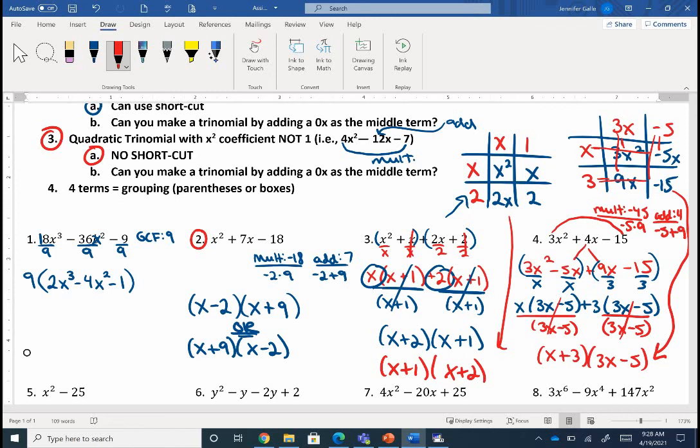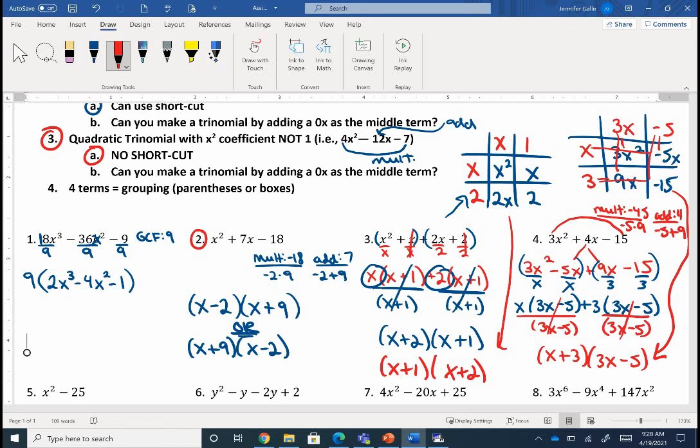Again, the order you put those in doesn't matter. You can write them in any order you want. You need an x plus 3 and you need a 3x minus 5. The order you put those in doesn't matter.